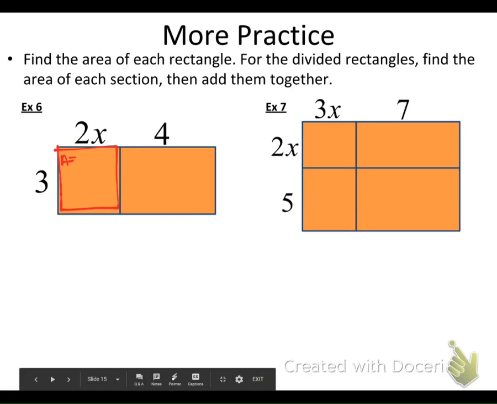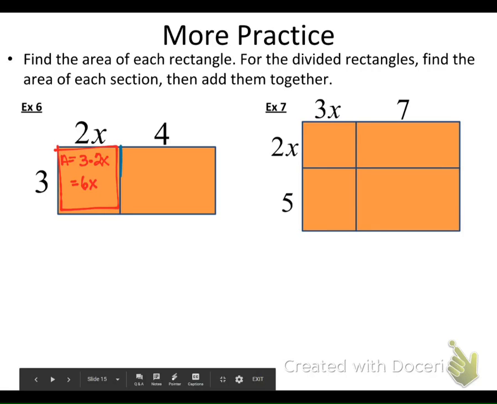No. So area equals, what's my height? 3. All of them. Okay. So my height is 3 times, what's my width? 2x. Okay. So A equals 3 times 2x. What's that equal, you guys? 6x. Now, I'm showing my work in the box. It just makes it visually easier for me instead of doing each step. Okay?